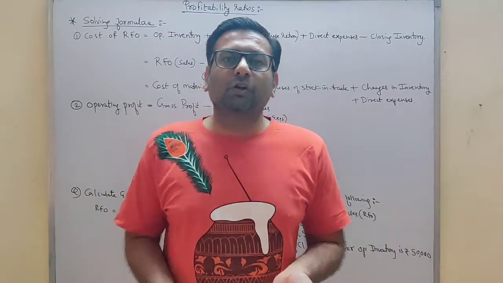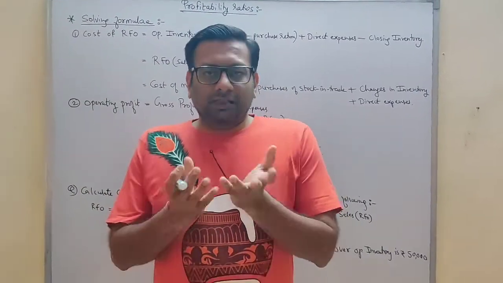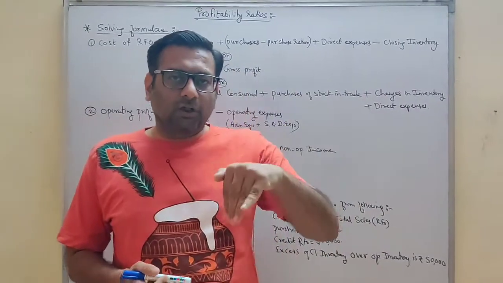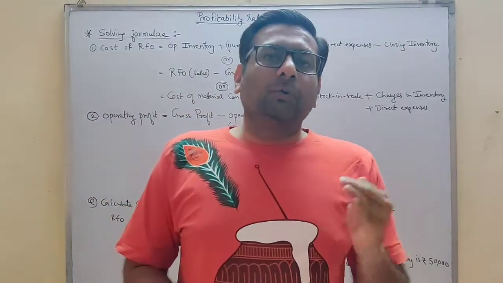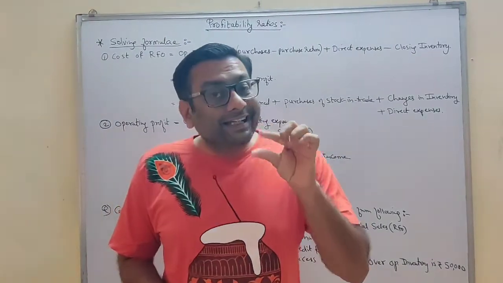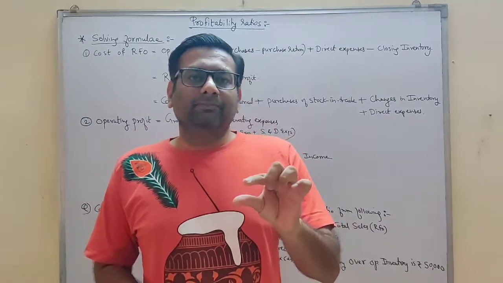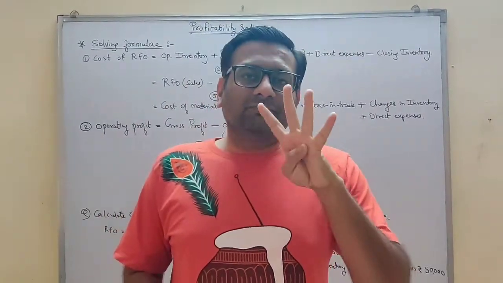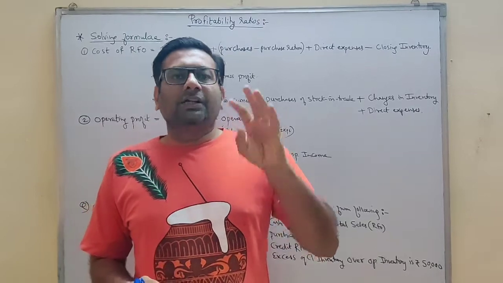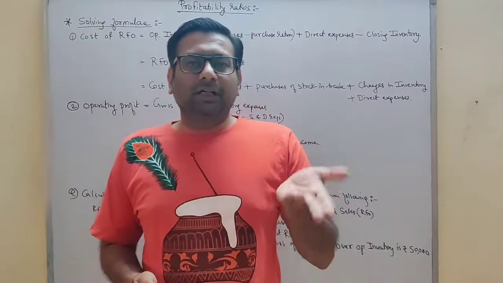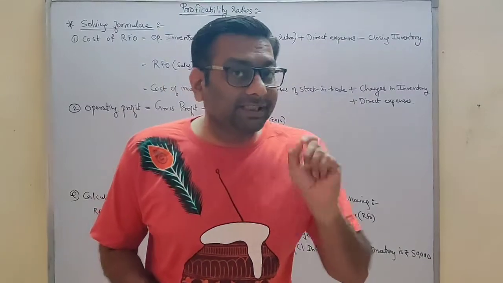If I ask you what is gross profit ratio, the formula is in the name itself. Gross profit upon revenue from operation into 100. For the first 4 formulas, your denominator is the same, RFO, revenue from operation, and you have to multiply the fraction with 100 so that you get the answer in percentage.